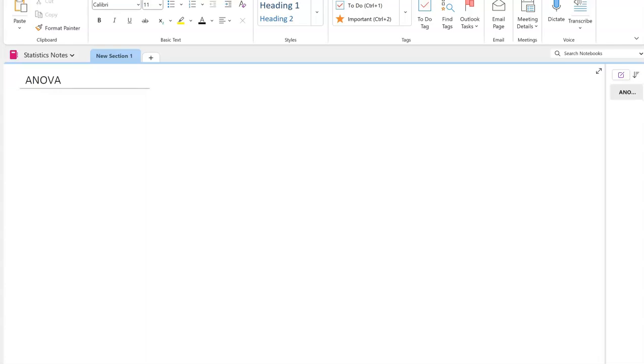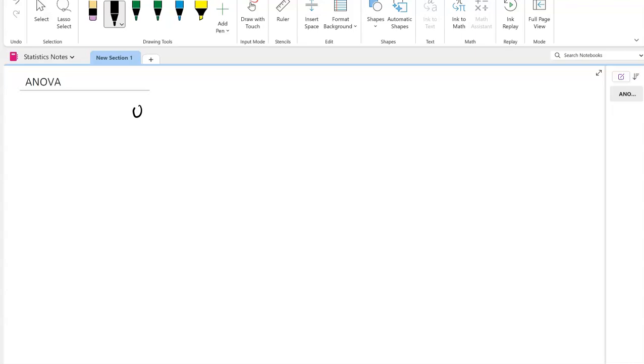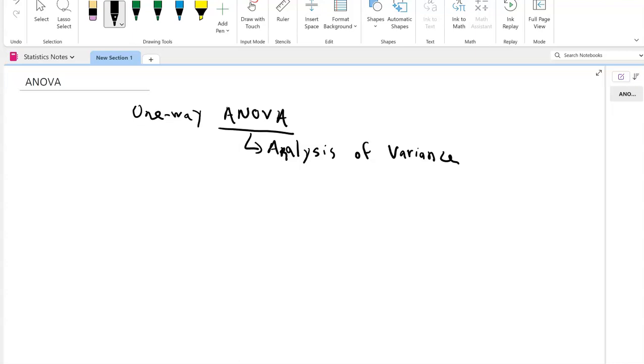Today in this lecture we're going to talk about one-way ANOVA. ANOVA here stands for Analysis of Variance. Even though in this case we're talking about analysis of variance, we're actually testing whether the means of more than two samples are equal or not.